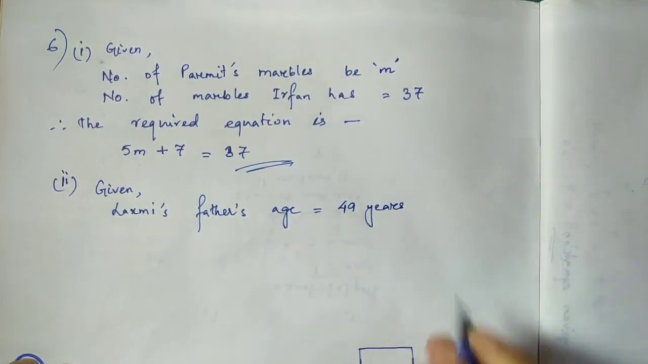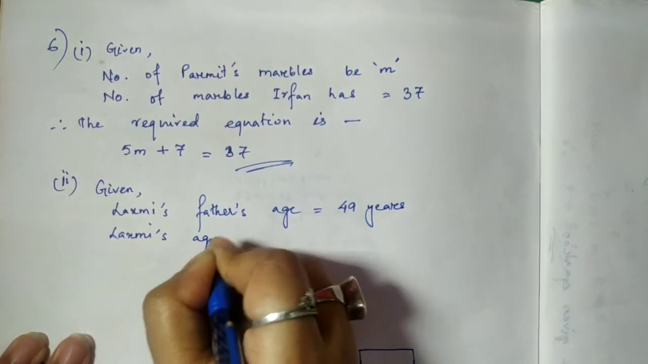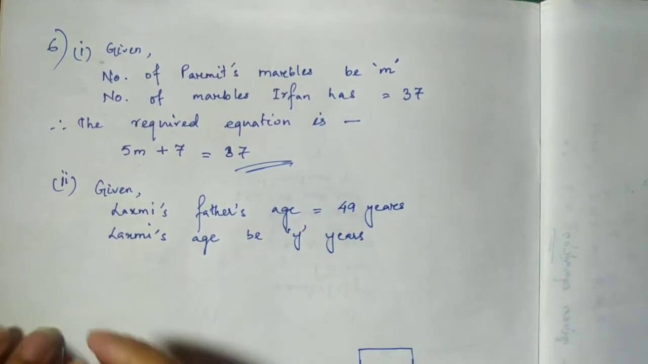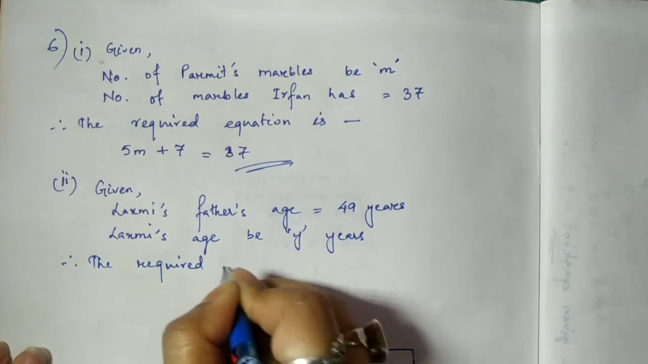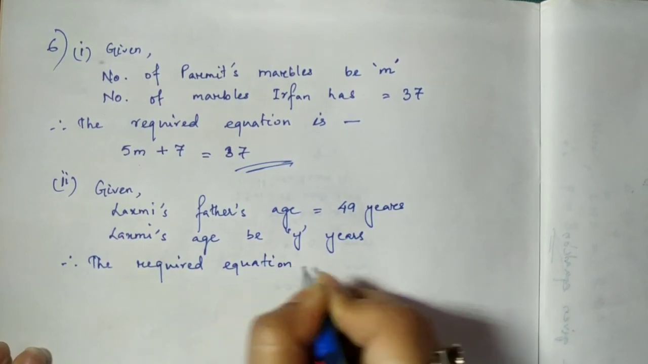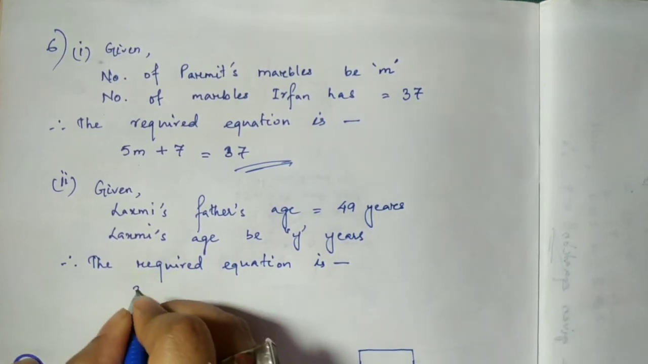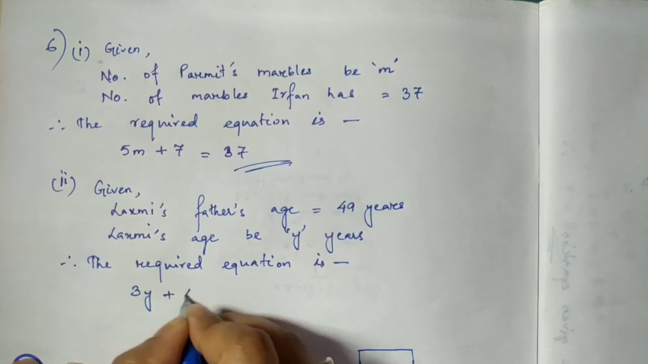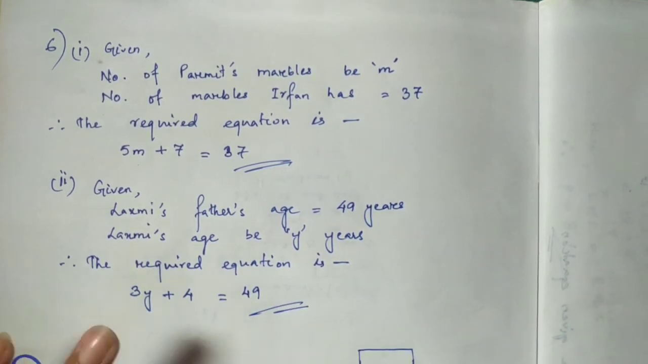And we have to take Lakshmi's age as how much? y years. Lakshmi's age be y years. Okay. So what will be the required equation? Therefore, the required equation is, see, it is given that he is 4 years older than 3 times, that is 3y plus 4 is equal to her father's age, that is 49. So this is my equation. Here you don't have to solve. Solving the equations we will get in the next exercise.